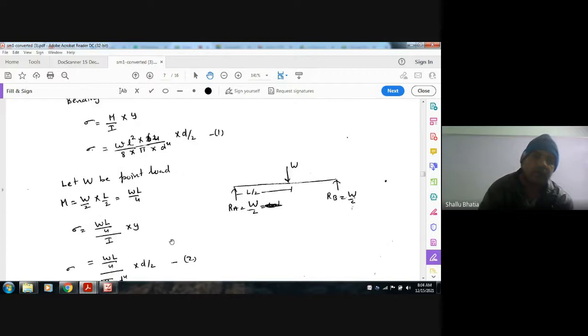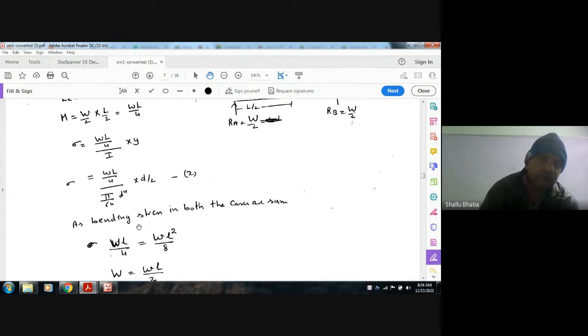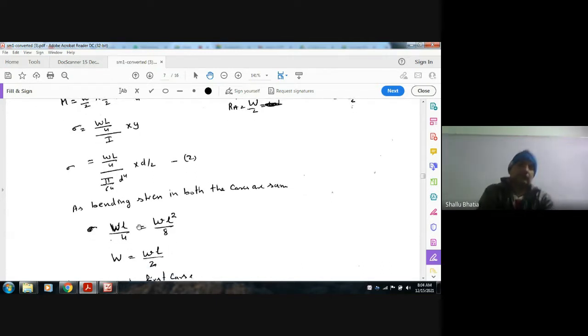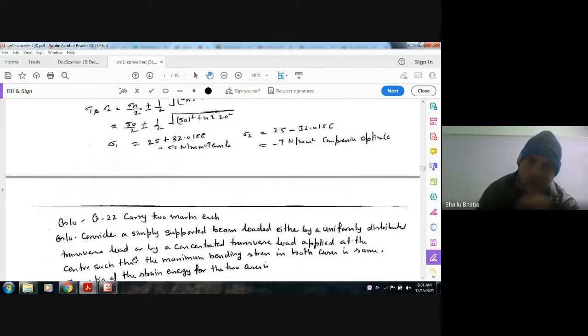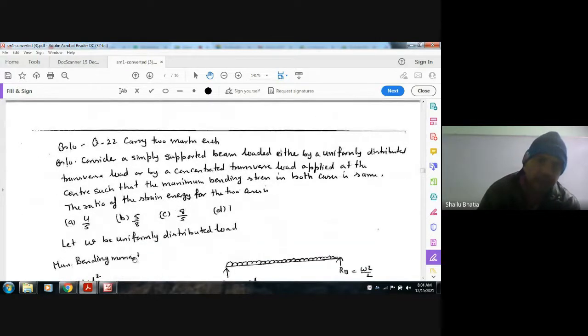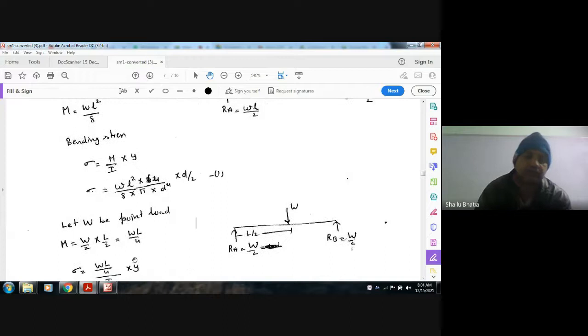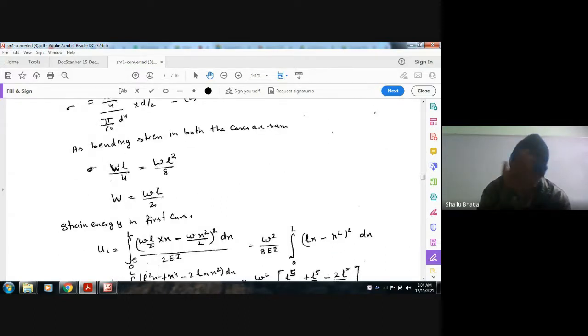Now when the point load is applied, the bending moment will be W by 2 into L by 2, that is WL by 4. Now again using the same formula M by I into y, we have this. As the bending stress is same in both the cases, we can equate these two, and from this we have capital W is equal to small w L by 2. Now you have to calculate the maximum bending energy. Maximum bending energy is nothing but only the strain energy.